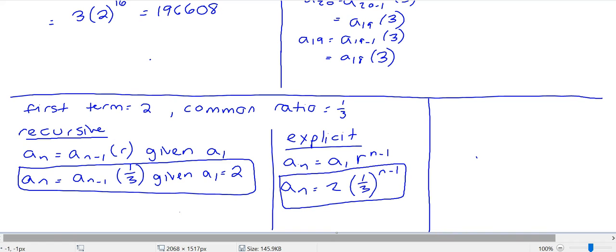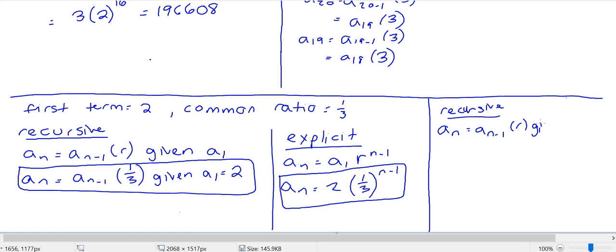Another important thing to be able to recognize is that on the Regents there's another way to write these recursive and explicit formulas. Instead of writing for the recursive formula a sub n is equal to a sub n minus 1 times r, given a sub 1, you could write this as f of x is equal to f of x minus 1 times r, given f of 1. That means the exact same thing. F of x minus 1 means the term before it, r is still the common ratio, and f of x is what we're solving for. It means the same thing as a sub n.